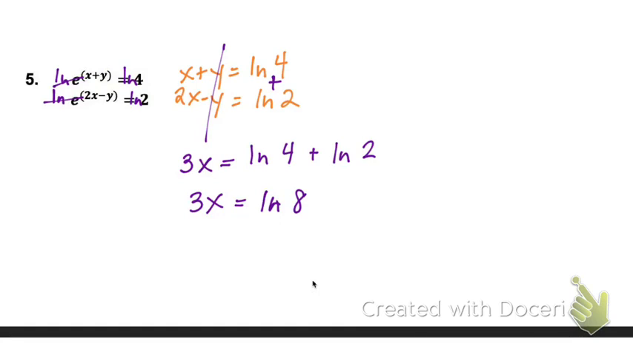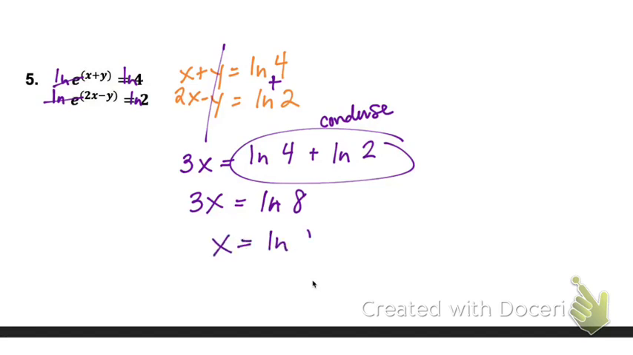Because if you're condensing, they have the same base, like we just did in the last problem. What did we do when they were added together? We multiplied them. Same thing. So if you're condensing this, then you're multiplying. So x equals ln of 8 over 3. I would let you leave it like that.